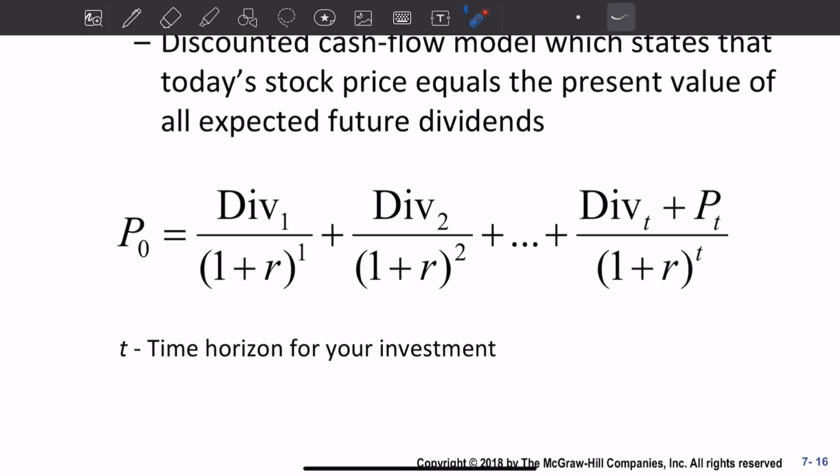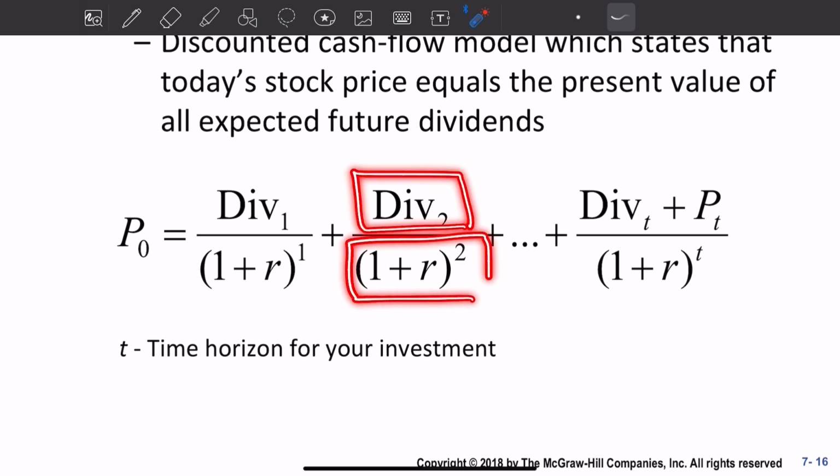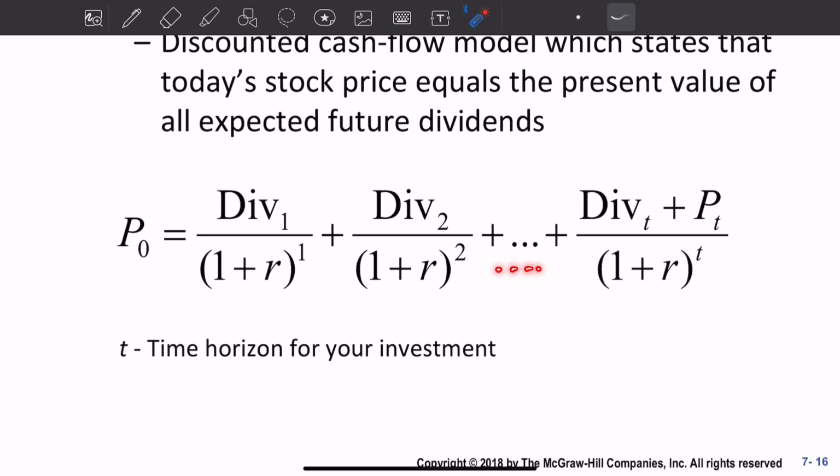The price of a stock today, P0, is going to equal the expected dividend by the end of the year, Div 1, discounted for 1 year, plus the dividends expected in 2 years, discounted for 2 years, and so on, all the way until you get to the last dividend that you expect to collect, let's say maybe in 5 years or so, plus the price that you expect to sell the stock for in that same year, discounted by a factor of how many years you've been holding the stock for.